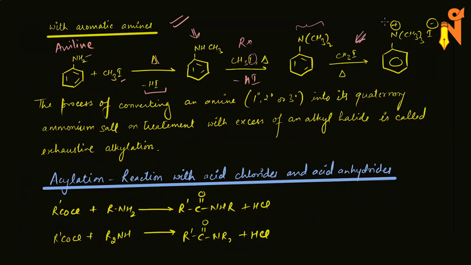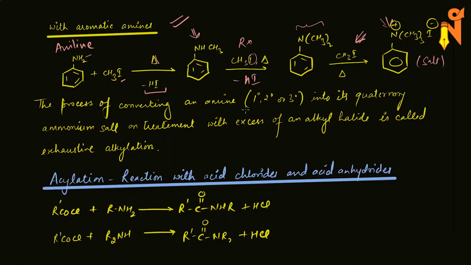It will form a quaternary aniline sort of thing, where nitrogen is 4 degree nitrogen. So this is a salt formation that will take place. So in this case, it is a process where primary amine will get converted into secondary, secondary will get converted into tertiary, and tertiary will convert into quaternary ammonium salt at the end. So that is the way you can keep on reacting it with haloalkane.